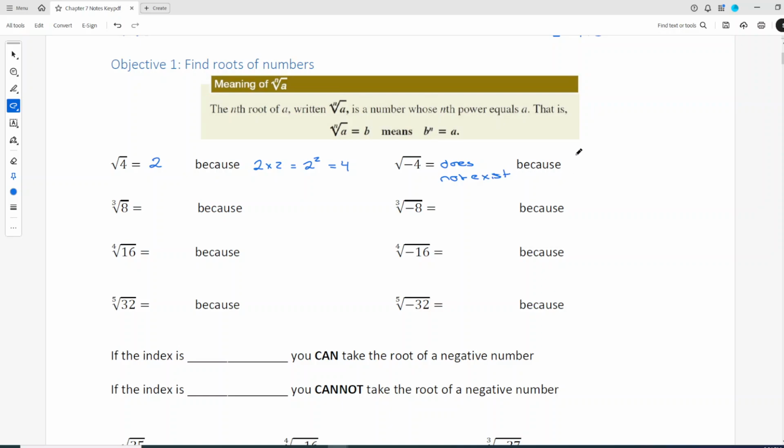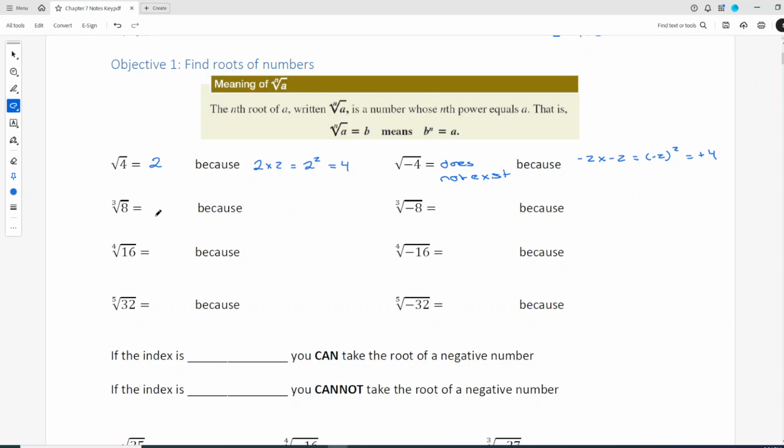And why doesn't it exist? Well, because negative 2 times negative 2, or negative 2 squared, equals positive 4. There is no way of finding a number that multiplies by itself to give you a negative number. So the square root of negative 4 does not exist.